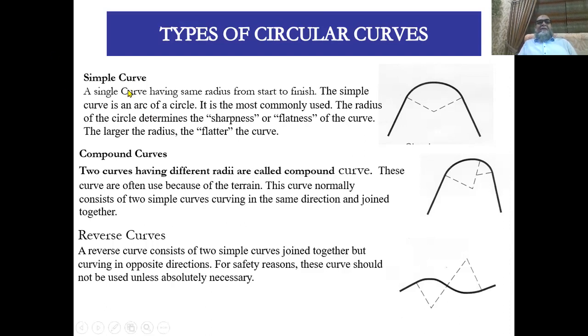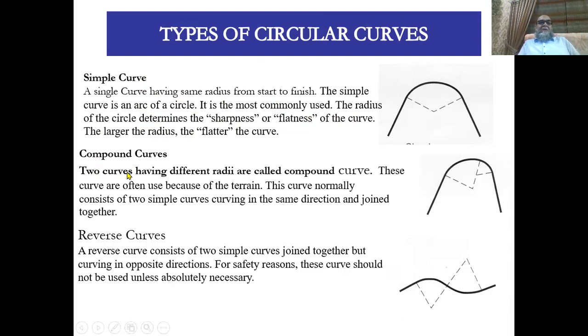So, there are different types of curves. A simple curve is a single curve having one radius from start to finish. The simple curve is an arc of a circle. It is most commonly used. The radius of the circle determines the sharpness or flatness of the curve. The larger the radius, the flatter the curve.